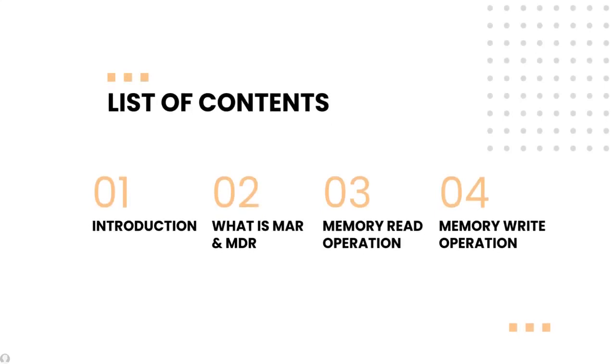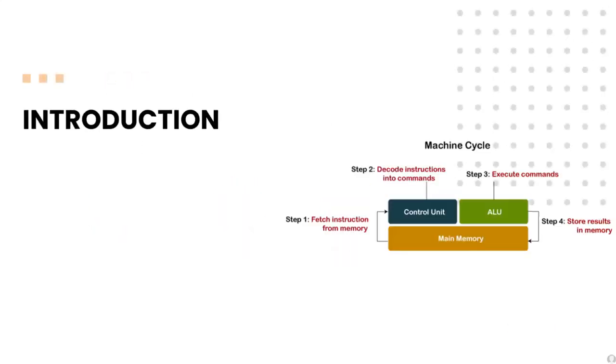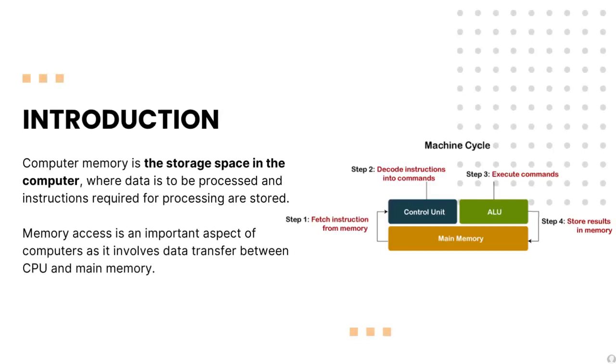Content of the video is introduction, what is MAR and MDR, memory read operation and memory write operation. What is computer memory? Computer memory is the storage space in the computer where data is to be processed and instructions required for processing are stored. Memory access is an important aspect of computer as it involves data transfer between CPU and main memory.